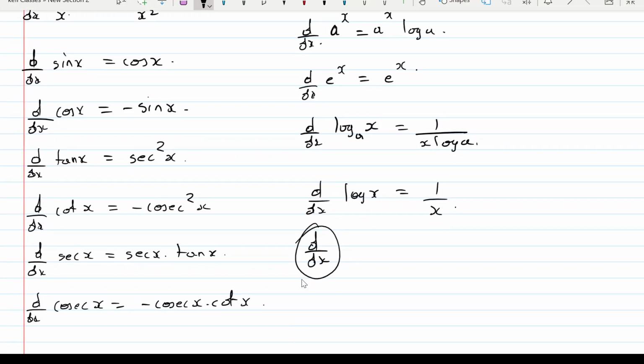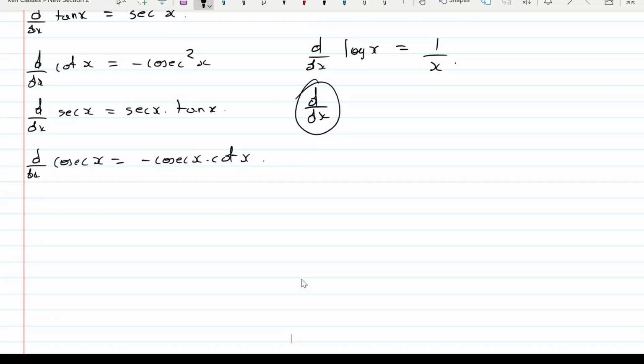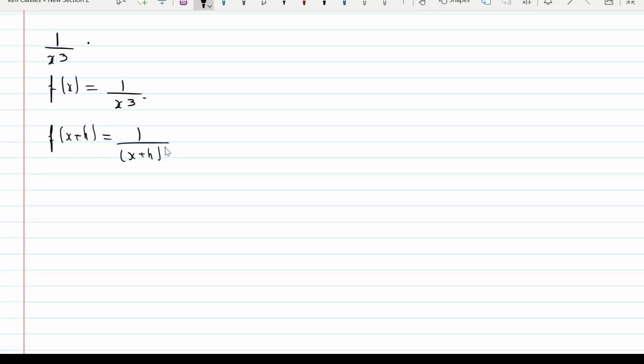So now let's go to the exercise, the first exercise, 30.1. That deals with all this fundamental principle. Differentiate the following by the first principle. So I'll take the third problem first. It's 1 upon x cube. So we'll say let f of x is equal to 1 upon x cube, and so f of x plus h is equal to 1 upon x plus h the whole cube.